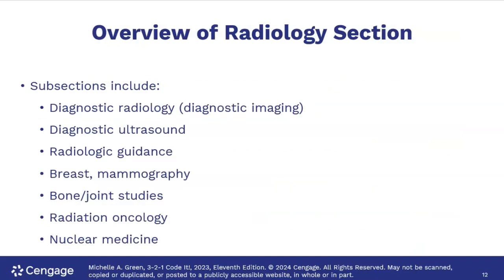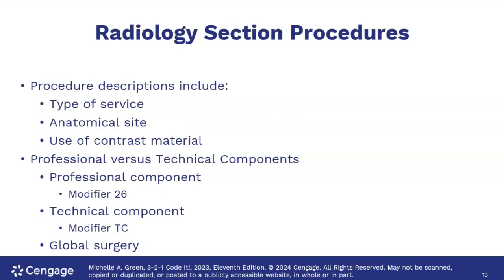We have overview. I talked about these again. I'll go into a little bit more here. Couple of different things that I want to talk about. So the procedure description includes the type of service, where it was at, and did they put any contrast material? And when I'm talking contrast material, keep in mind that is like what is put in, like if they're doing an invasive, they could shoot dye in, and the dye a lot of times helps with seeing what's going on inside the body. And then we also have, remember the professional component and technical component.